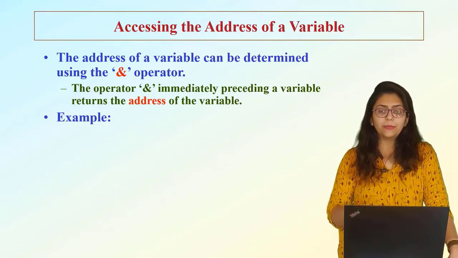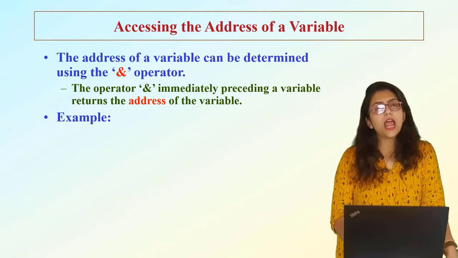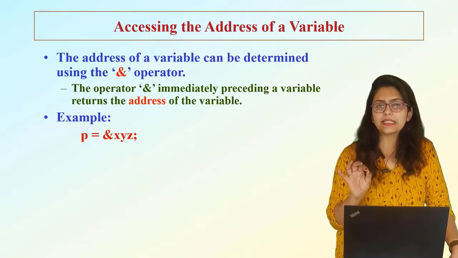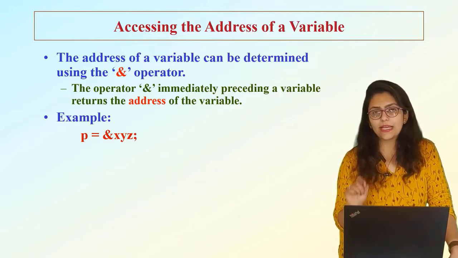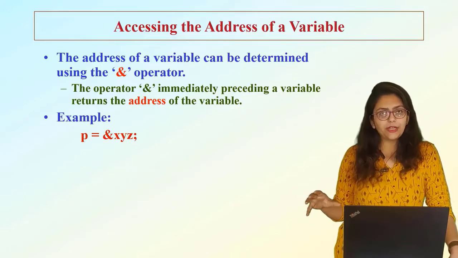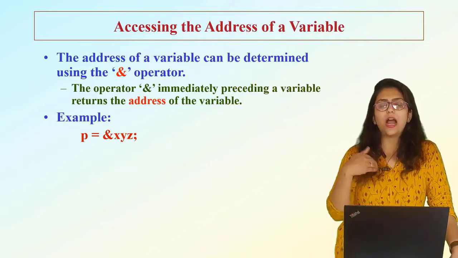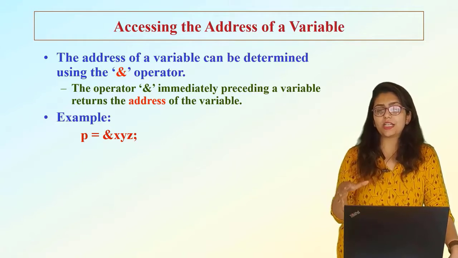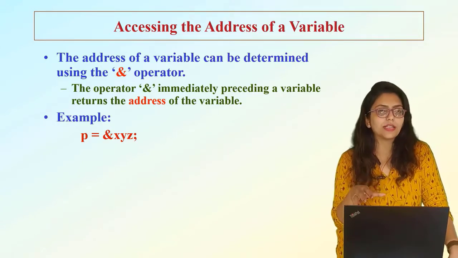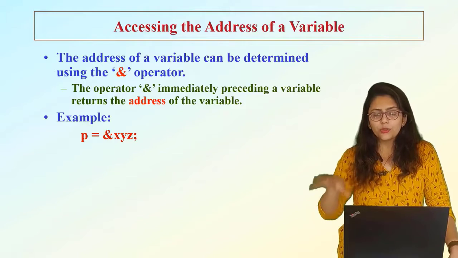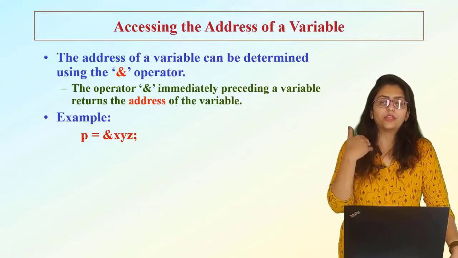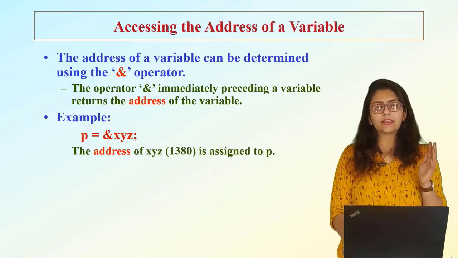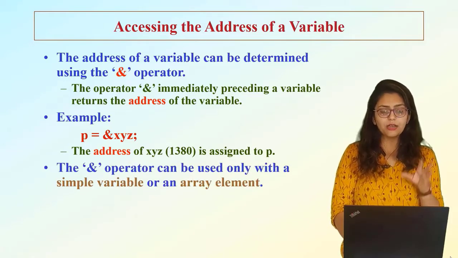So the AND operator is basically used for accessing addresses. The operator &, immediately preceding the variable, returns the address of the variable, right? For example, you can write p = &xyz. In the practical implementation of pointers, I will show you how you can replace your scanf, or change the syntax of your scanf, by using pointers. It is nowhere written in your textbooks, but I am doing this for the sake of understanding the purpose. Now the address of xyz, 1380, is assigned to the variable p, that is the pointer.